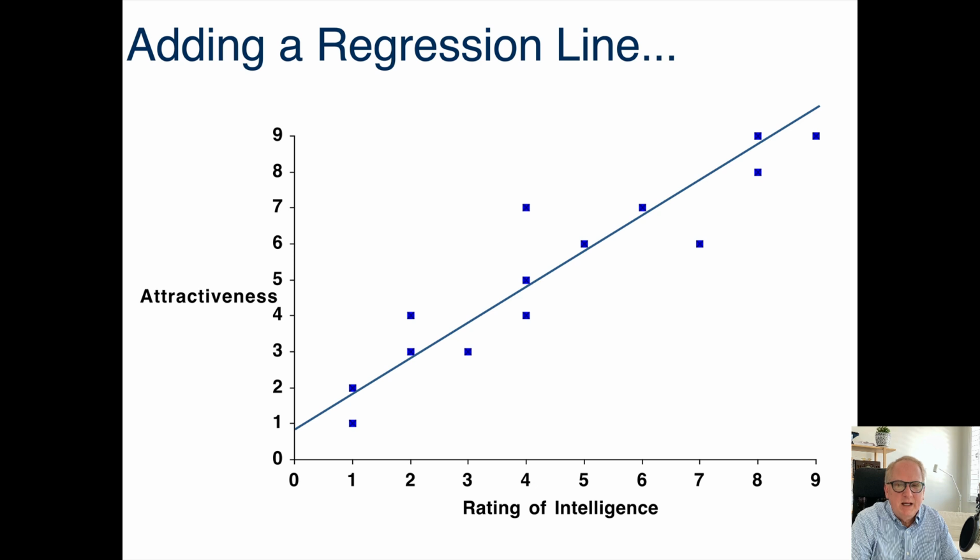Now, why did I draw the line like that? The line is sort of like my best estimate, right? Of where the relationship actually is.